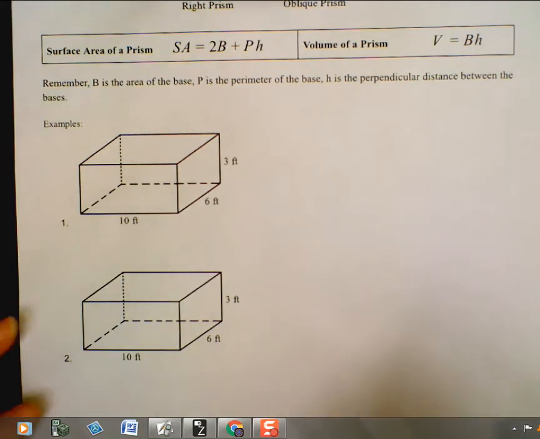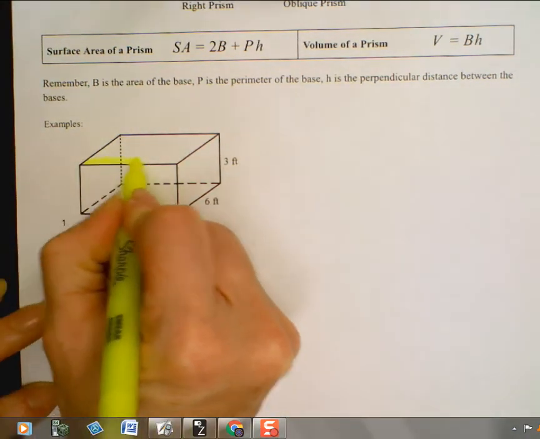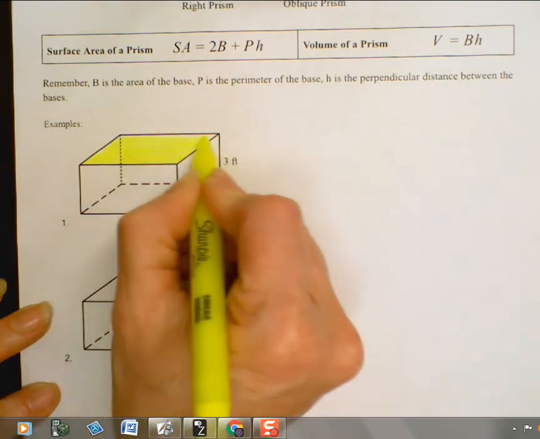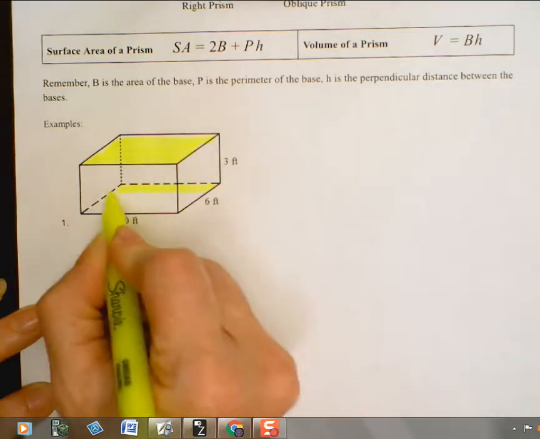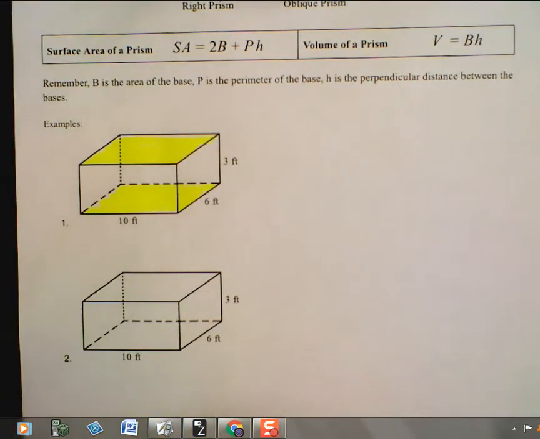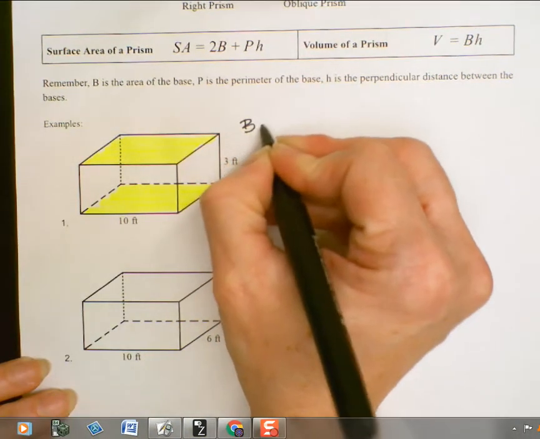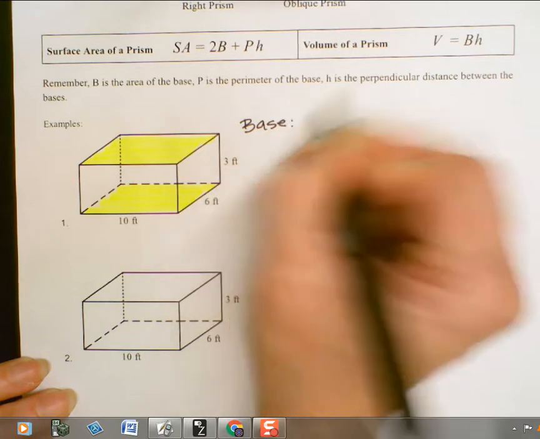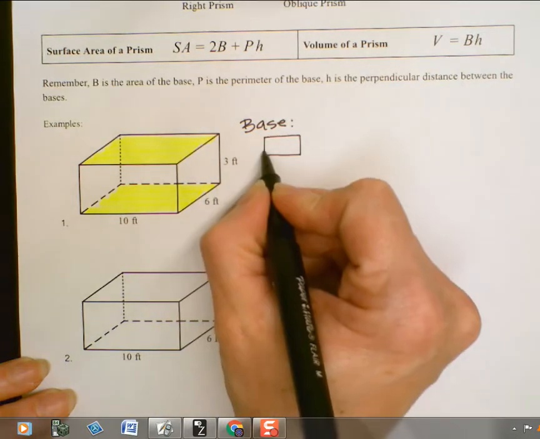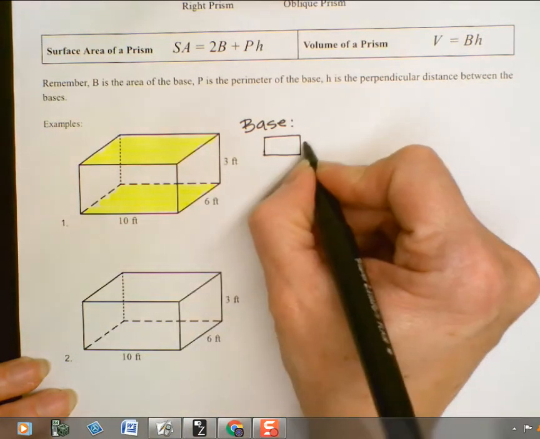All right, so as I start off, I'm going to, as I did up in the example, use this as my pair of bases. So here I'm going to use what appear to be the top and bottom of this rectangular prism, which means my base is a rectangle 6 feet by 10 feet.